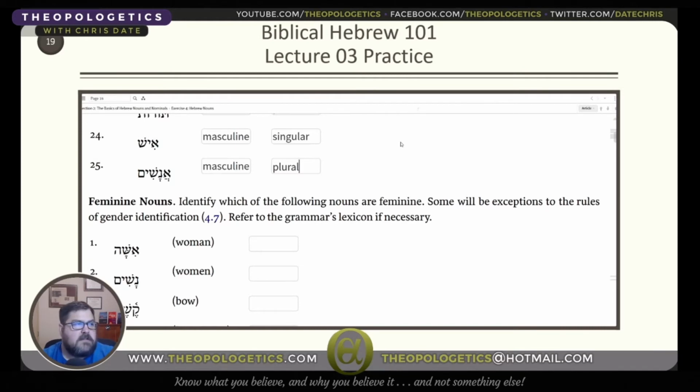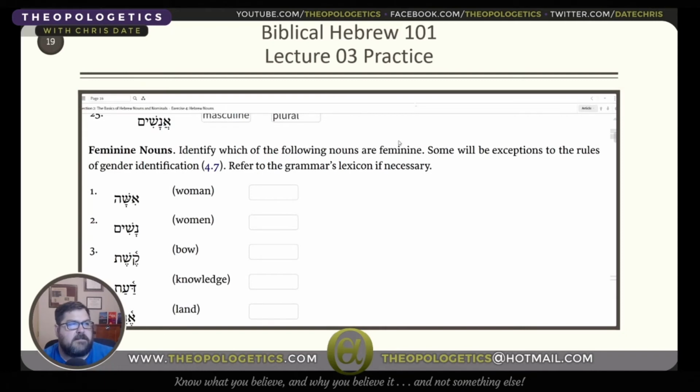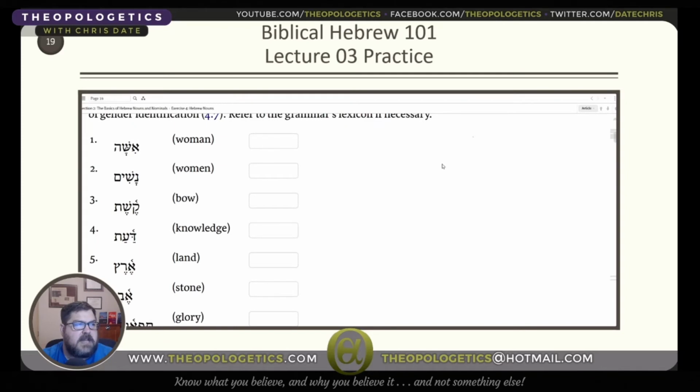All right? So now let's zoom in specifically on feminine nouns. What we're being asked to do here is go through these and identify which of the following nouns are feminine. It says that some will be exceptions to the rules of gender identification, and so refer to the grammar's lexicon if necessary. Okay, so we're asked to tell whether this is grammatically masculine or feminine. Isha has the characteristic a ending, so we can say this is feminine. And just from vocabulary, we know that it is. Nashim is the plural of that. So even though it has a characteristically masculine plural ending, we do know that this is feminine.